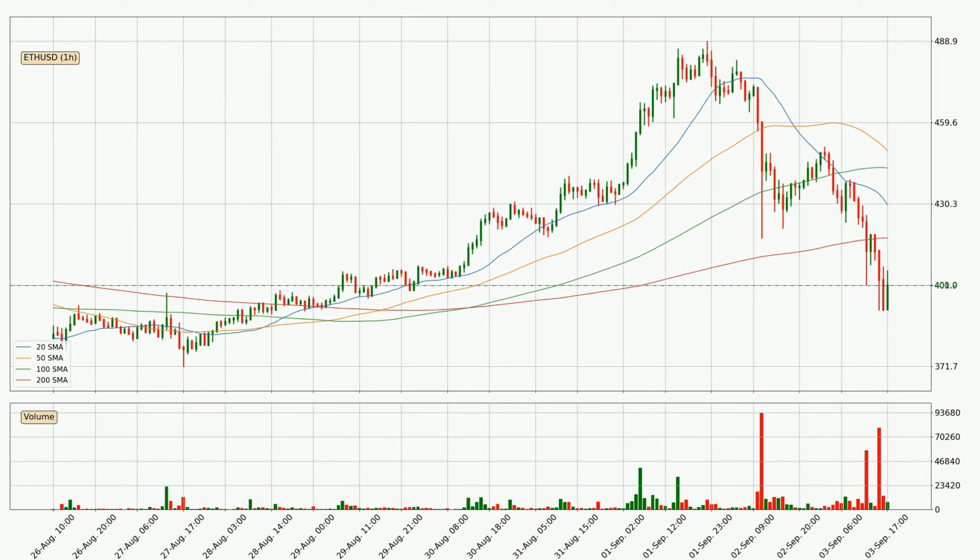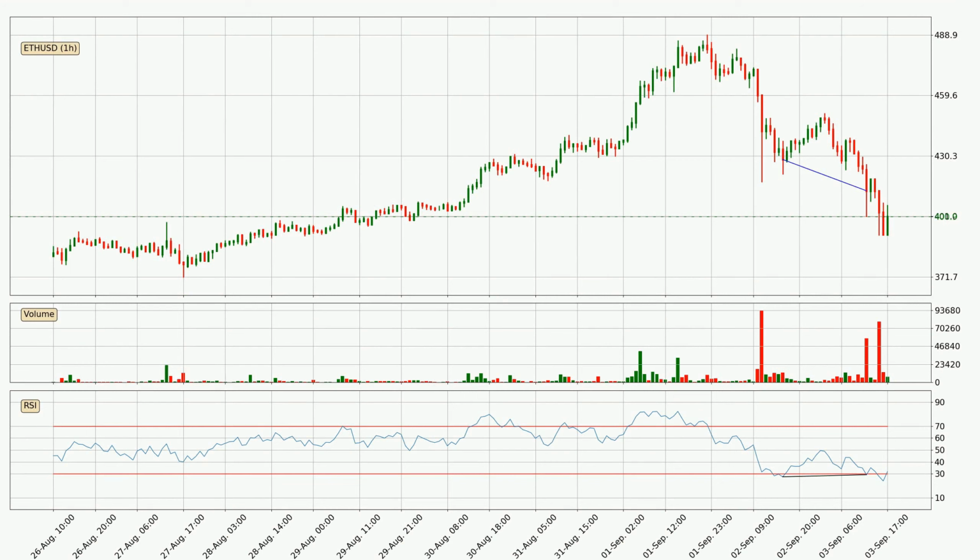The 200 SMA will play as resistance, or the price will peak above the current price, which is around 418. Searching for divergence in the hourly time frame, there was a bullish divergence, but the price went to the downside, which was actually not expected.